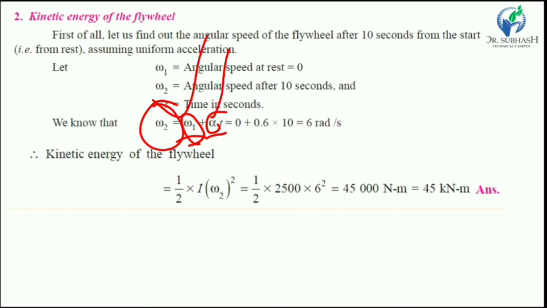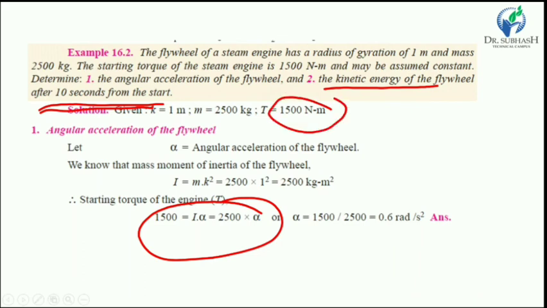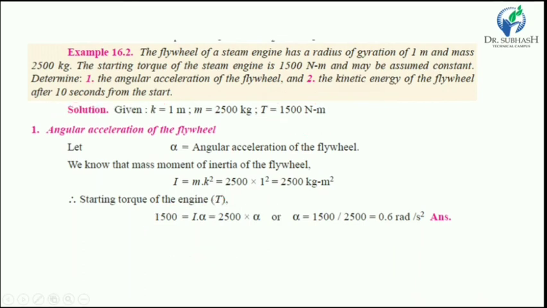If we put the value of t as 10 seconds, then we find the omega value at 10 seconds. Okay. So first we have to find the value of alpha, and we know how to find the alpha from the torque equation. We know that T is equal to I alpha, and I is the mass moment of inertia. So firstly we find the mass moment of inertia. I is equal to m k square, and here mass is given and radius of gyration is also given.